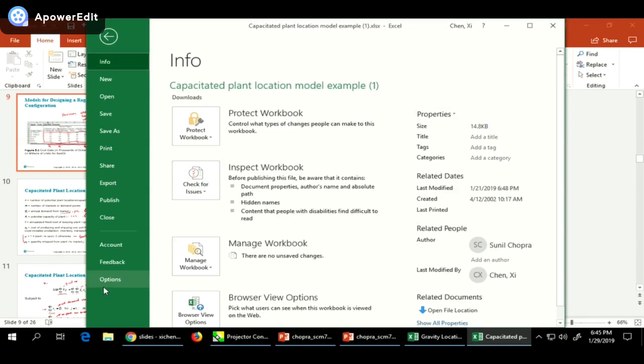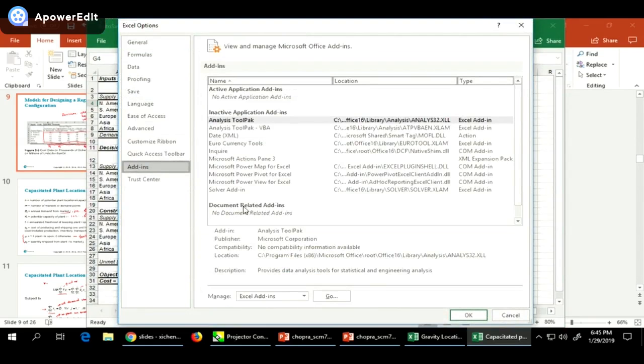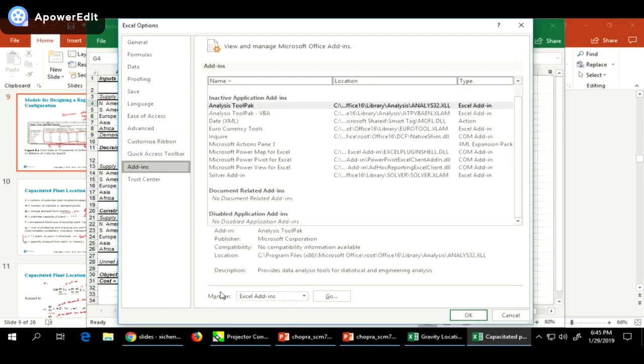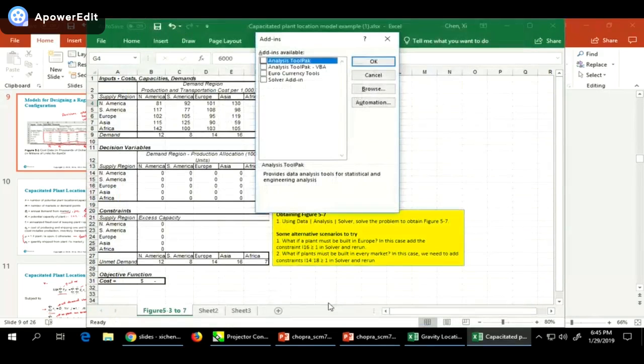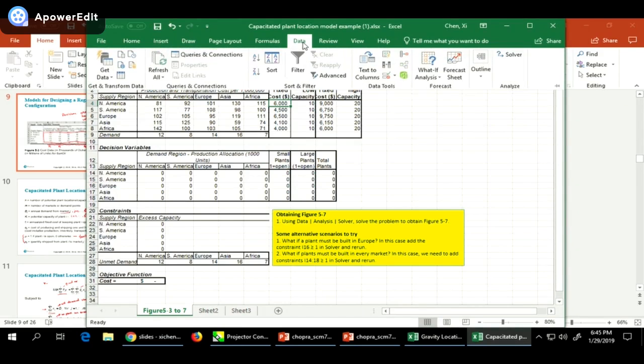So in case you have not used Excel solver, what you do is go to Excel options, and then on the left hand side, click add-ins. At the bottom, at manage Excel add-ins, click on go. Check solver add-in. Click OK. And then if you go to the data tab, you'll see the solver icon.